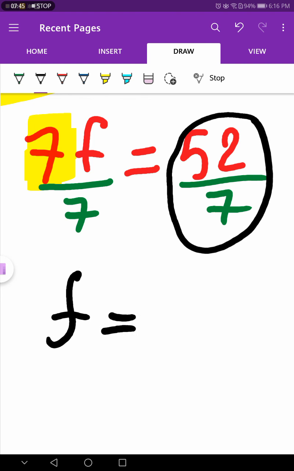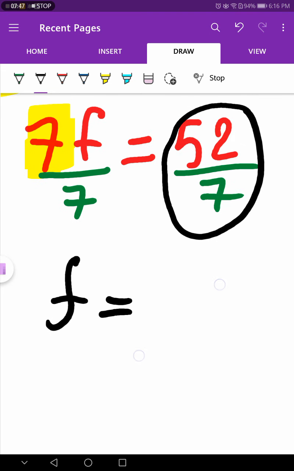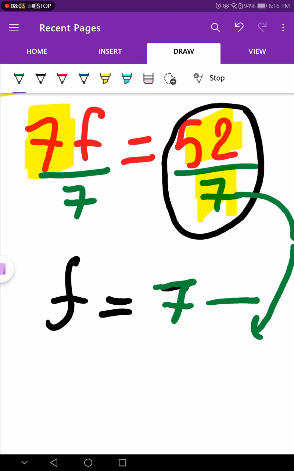Now, how can we do this? It is an improper fraction. So we ask how many 7s in 49. And 52 over 7. So it is 7, and I draw this line, put the 7 down, and the 3 up. How do you know it is a 3?